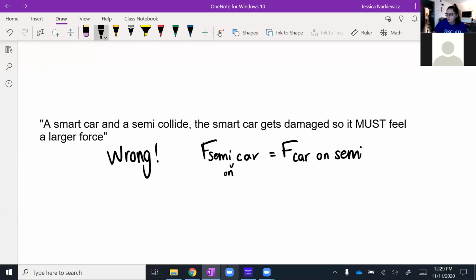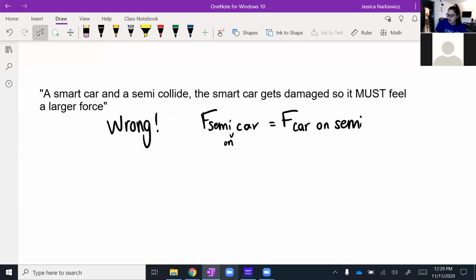Okay. Where the differences actually occur is not in the force, but rather in the acceleration.